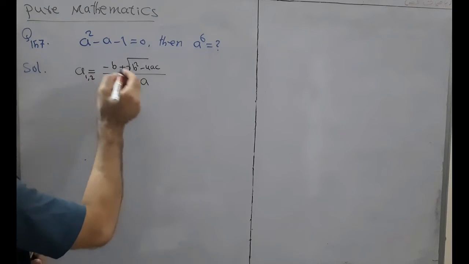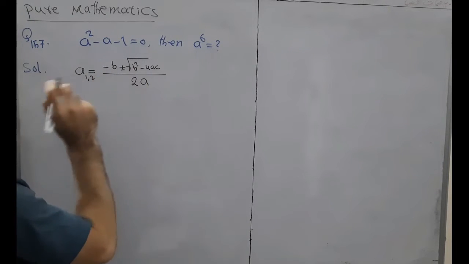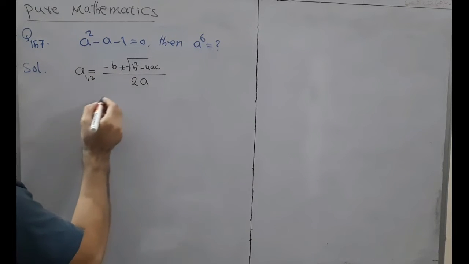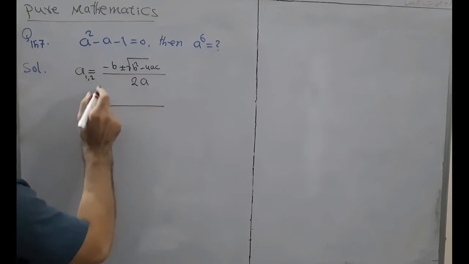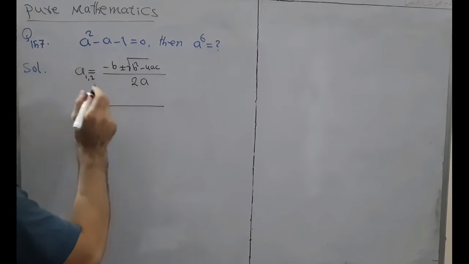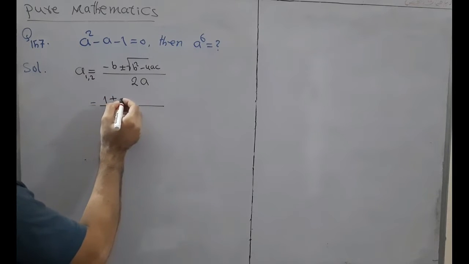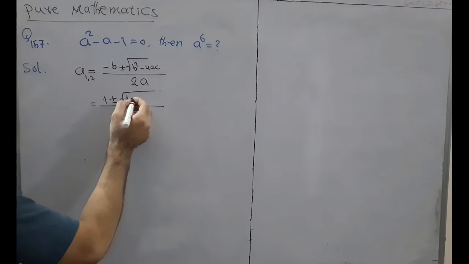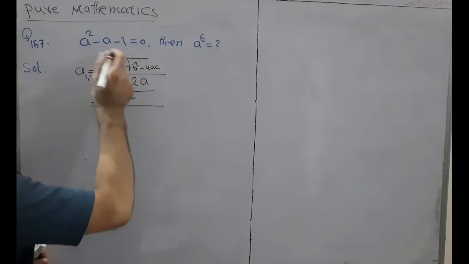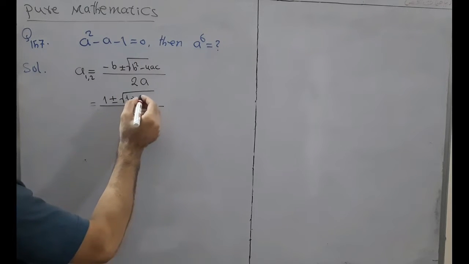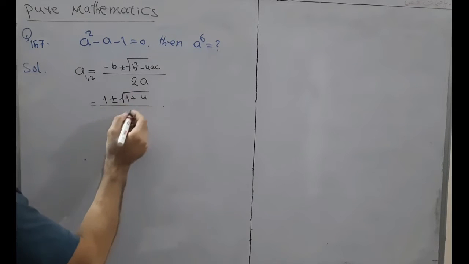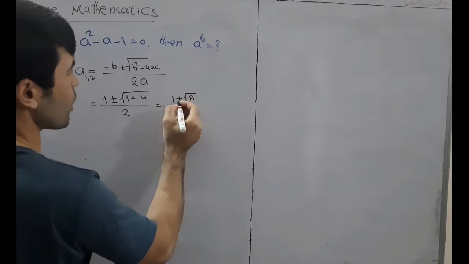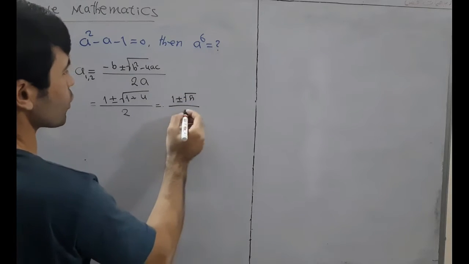This a by a is different. It is the question, the coefficient of a, but here a, b, c are the coefficients. It is equal to minus of minus 1 plus minus square root of minus 1 whole square minus 4 multiplied by 1 multiplied by minus 1, that is plus 4, over 2 multiplied by 1. It is equal to 1 plus square root of 5, 1 minus square root of 5 over 2.